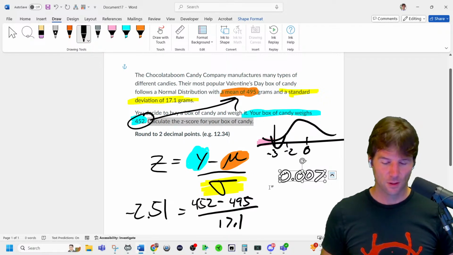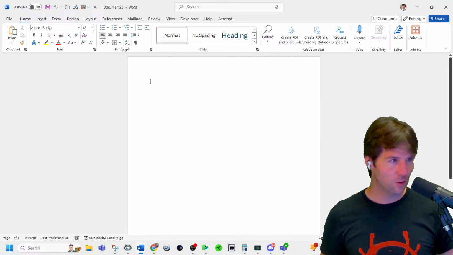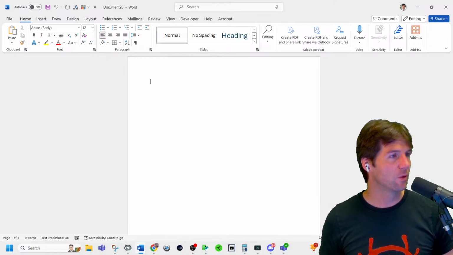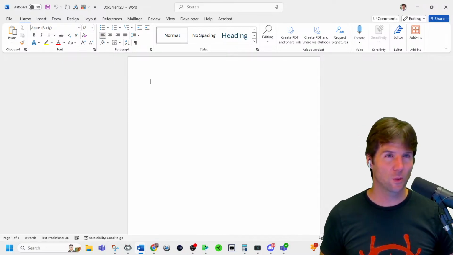True or false? The normal curve and z-scores can be used properly for all data.